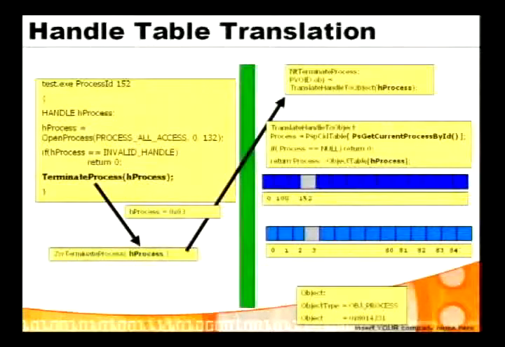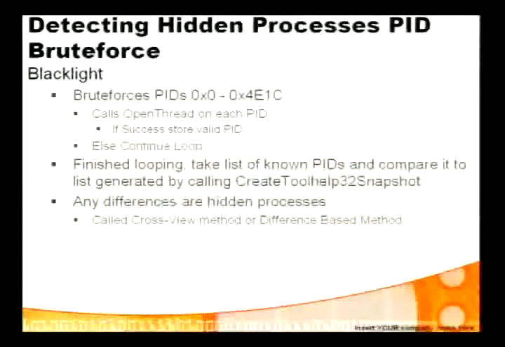That's what this slide shows. We just nulled out that entry. So in this case, we would go to the PspCidTable and just null out that object pointer. Therefore, next slide, people who brute force across PIDs or process IDs would not see us.